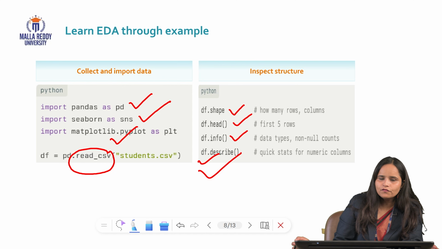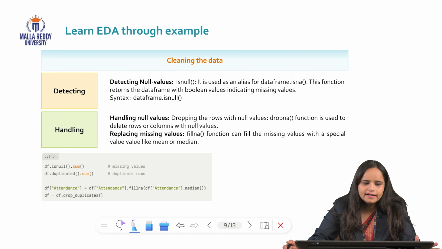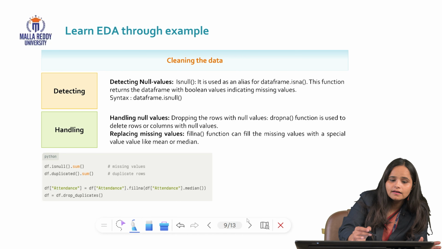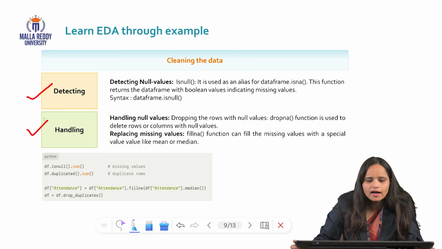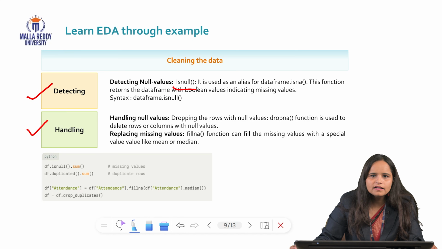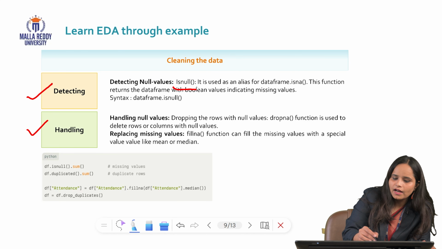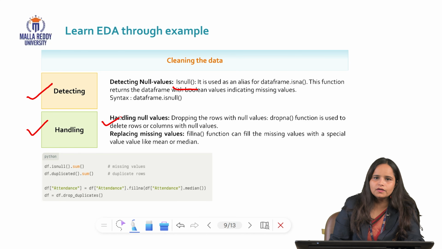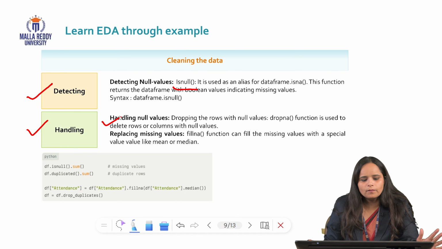Once we have the basic idea about the data set, now we will move on to cleaning the data. I have already explained that in cleaning, 2 parts are involved. First, we need to detect where the missing values are. For that, we are going to use the function isnull. The isnull function will tell you about the missing values. Then, once we find the missing values, we will go for handling them. Either we can drop the row with the missing value, or we can drop the column with the missing value, or we can perform imputation.